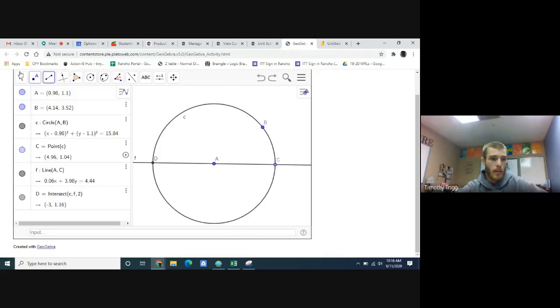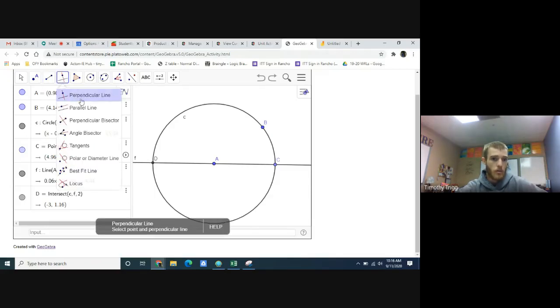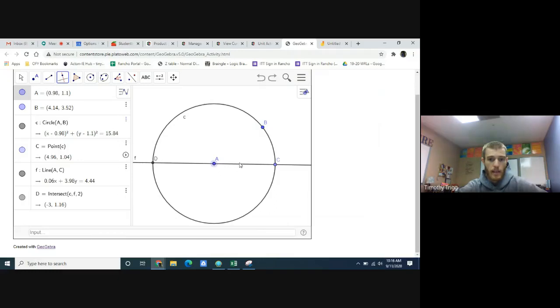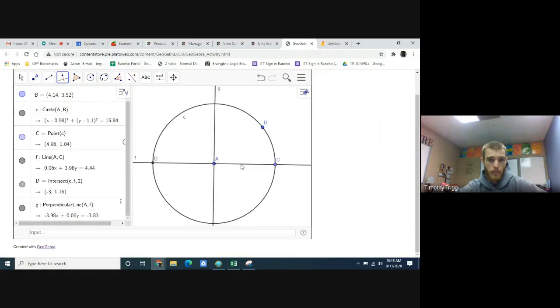So the way we do that is on the tools, you'll see this tool right here. It has a red line and a black line crossing each other. Go ahead and click on that. Go to the first tool, perpendicular line. Now we select the point A and we select the line CD, the diameter, and it'll produce another line. Notice these lines produce a perfectly right angle. Okay, they're called perpendicular to each other.